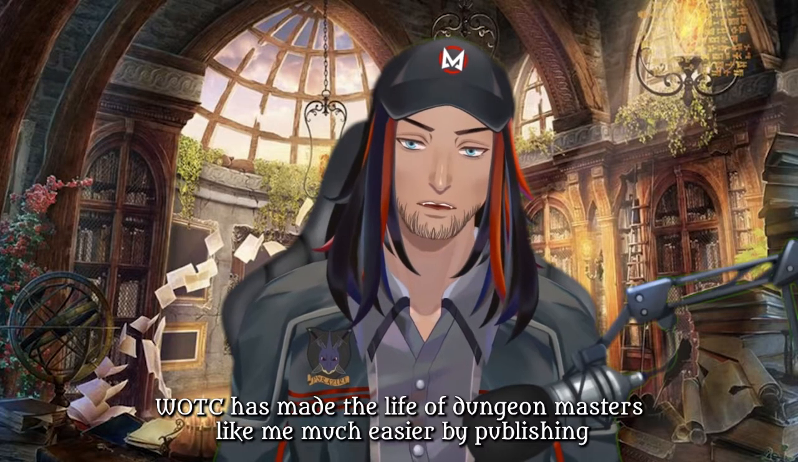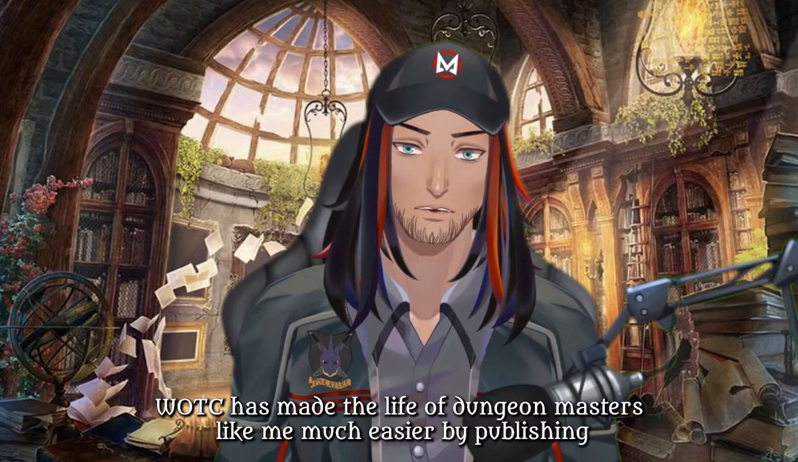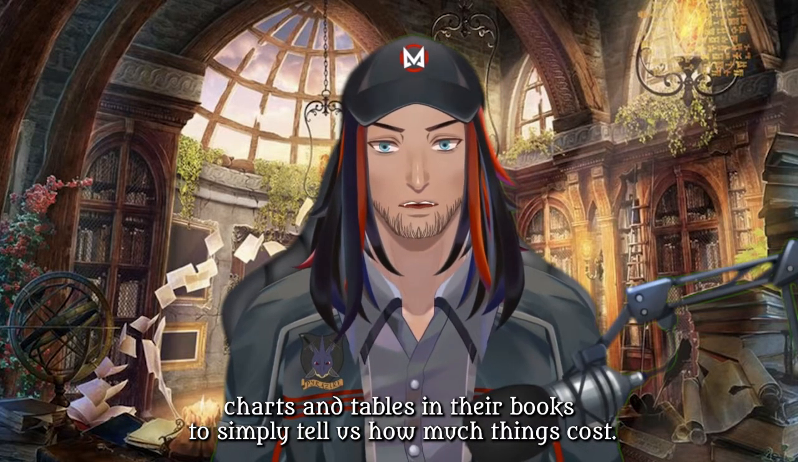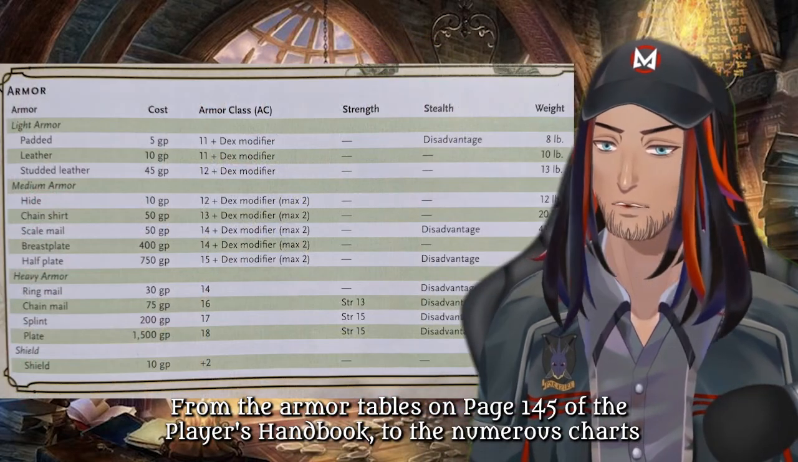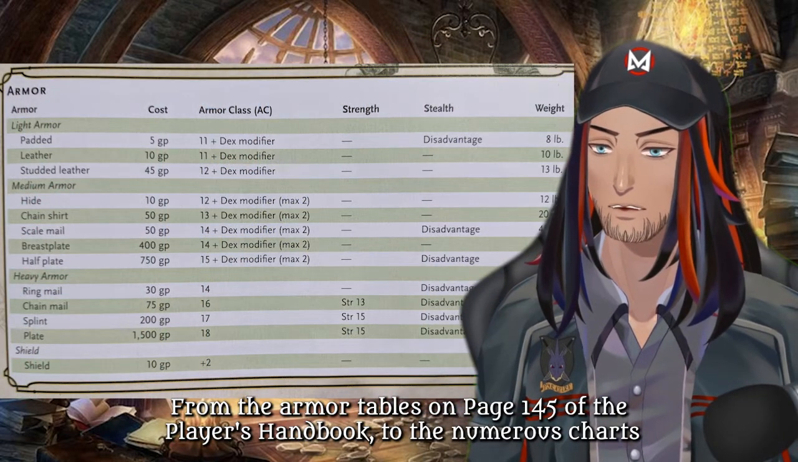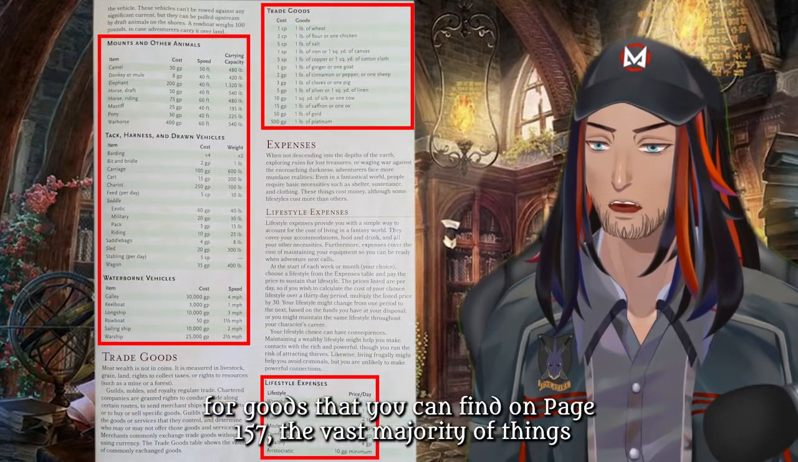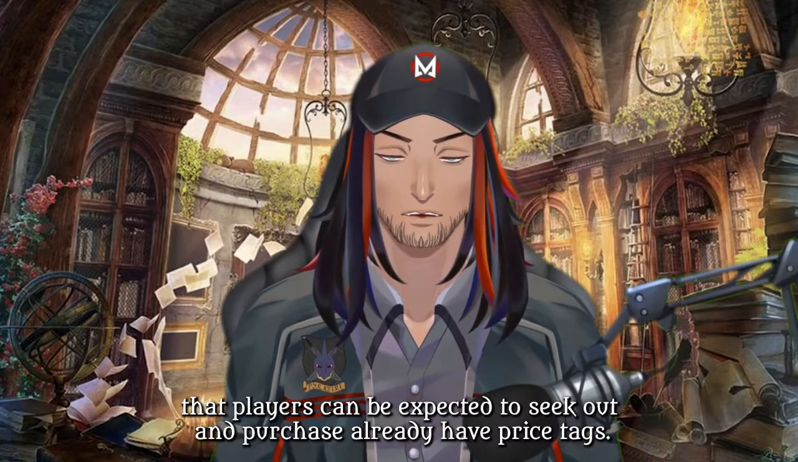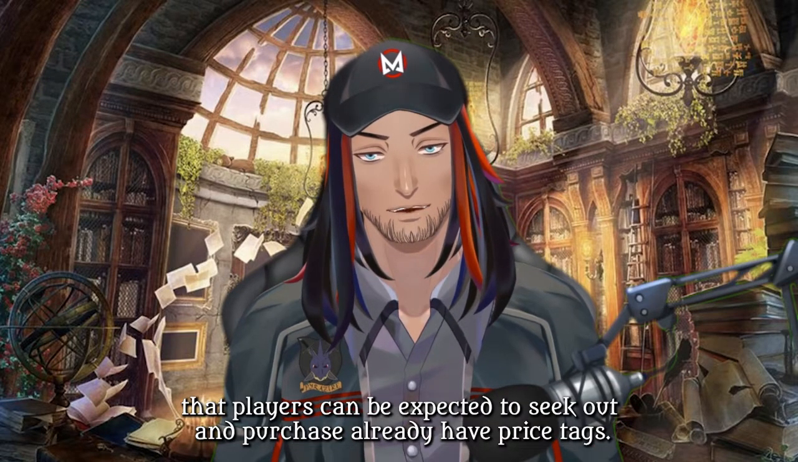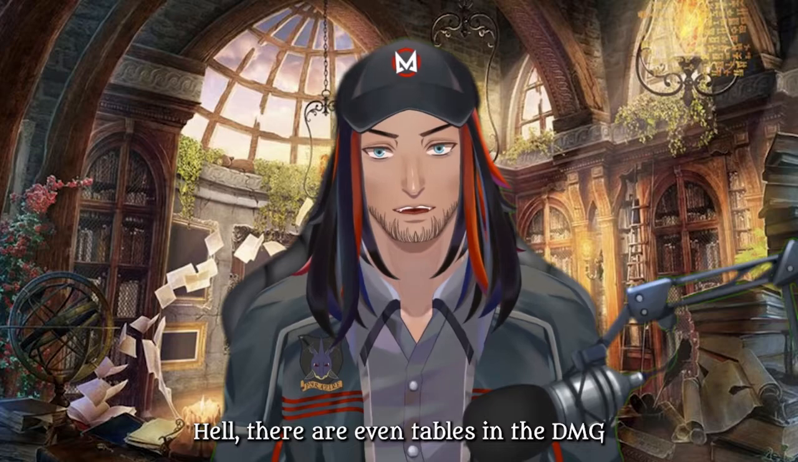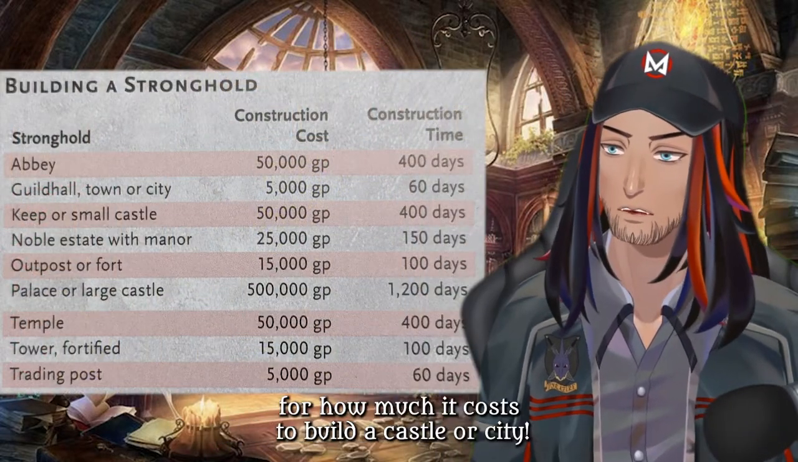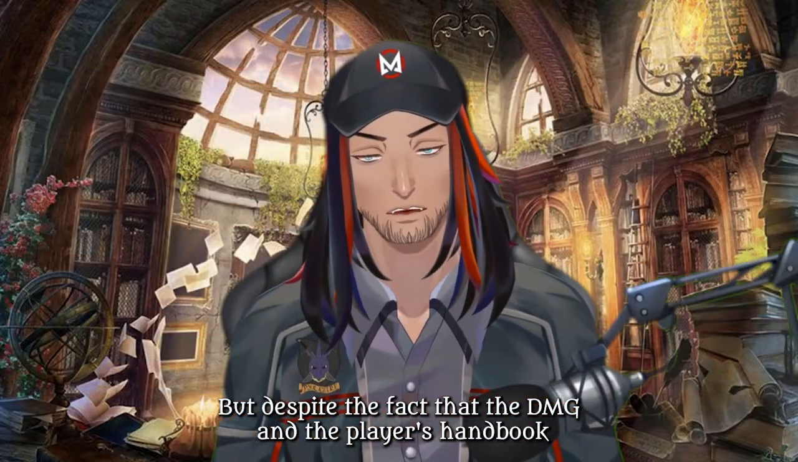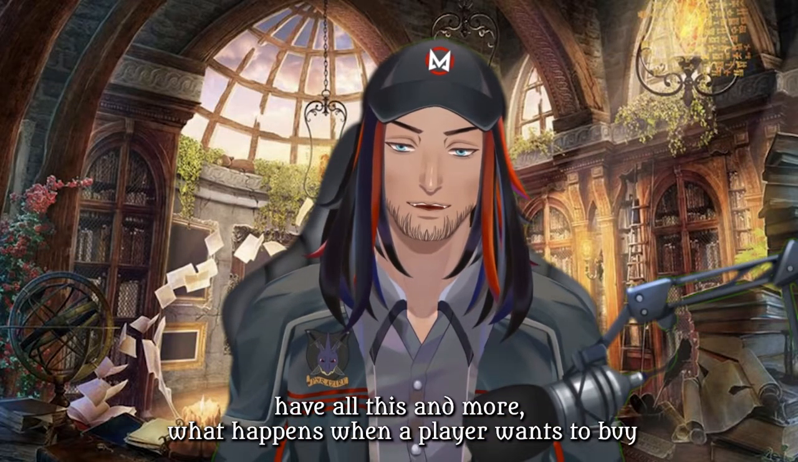Fortunately, WotC has made the life of dungeon masters like me much easier by publishing charts and tables in their books to simply tell us how much things cost. From the armor tables on page 145 of the Player's Handbook, to the numerous charts for goods that you can find on page 157, the vast majority of things that players could be expected to seek out and purchase already have price tags. Hell, there are even tables in the DMG for how much it costs to build a castle or a city.